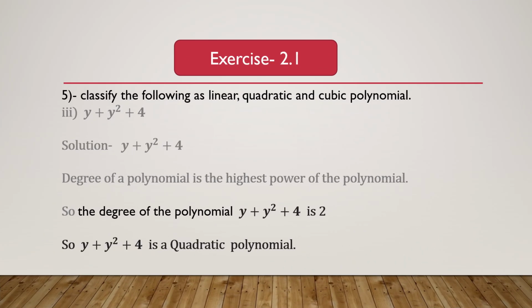Now solve the third bit. The third bit is y plus y square plus 4. Here the degree of this polynomial, that is the highest power, is 2, y square. And if a polynomial has degree 2, it is called a quadratic polynomial. So y plus y square plus 4 is a quadratic polynomial as its degree is 2.